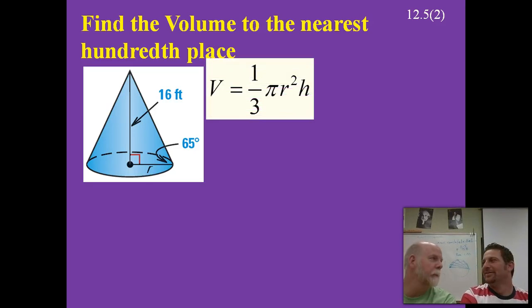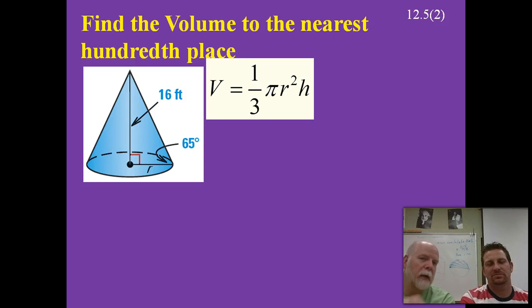Volume equals 1/3. You got to remember something from before. So 1/3 pi r squared h is our formula. So the 1/3 and pi stay there. Radius we don't know, though. So that's why we got to use our trig to figure out.